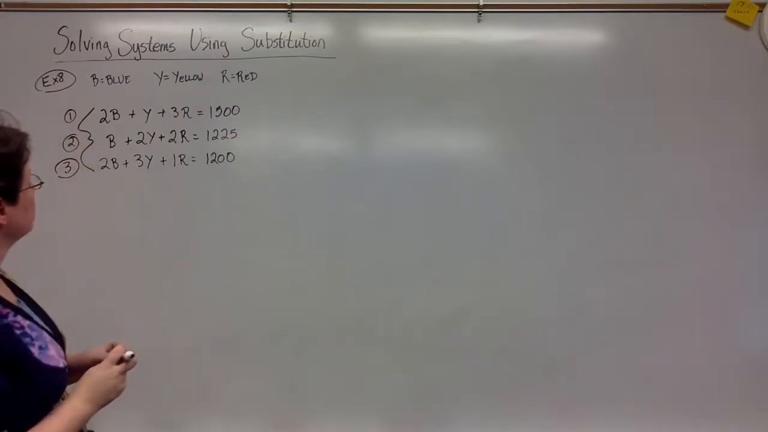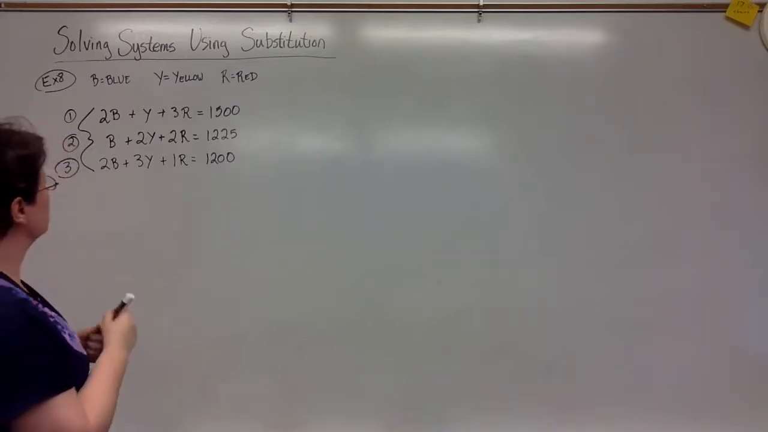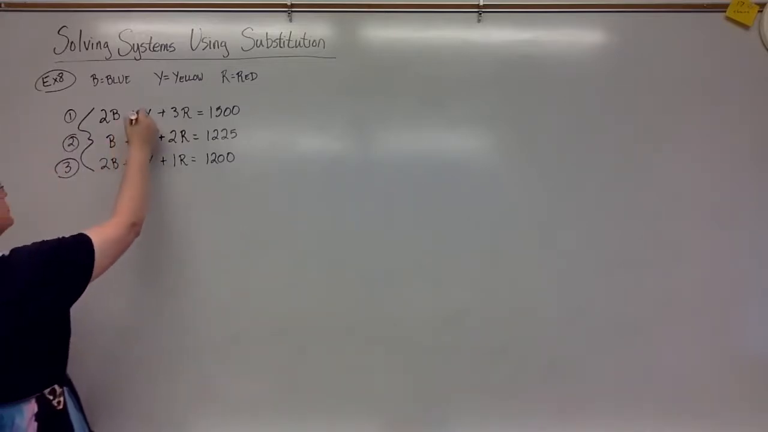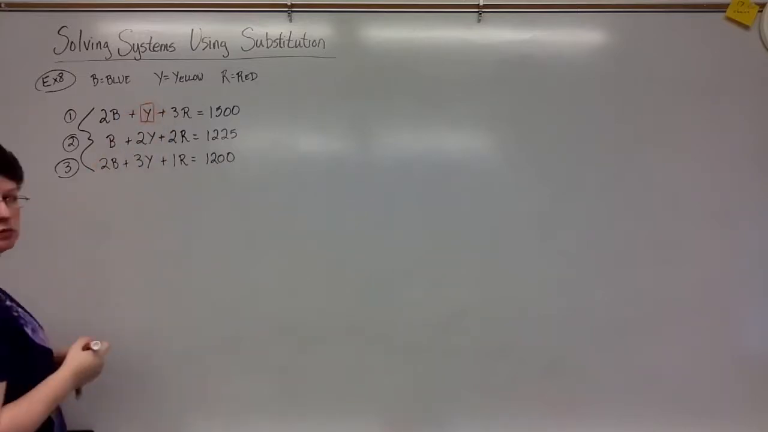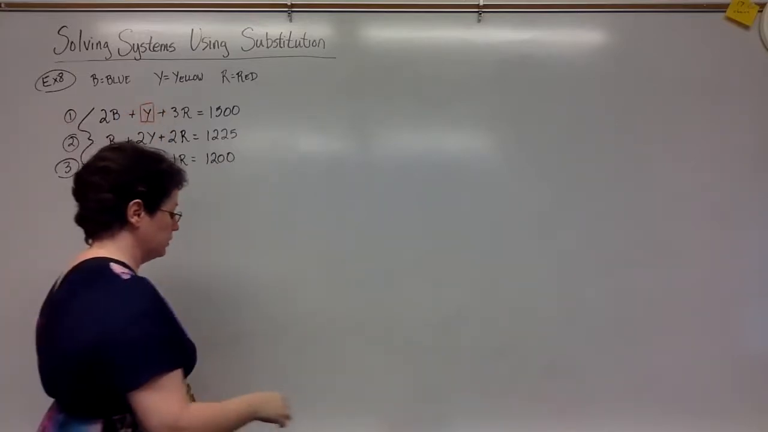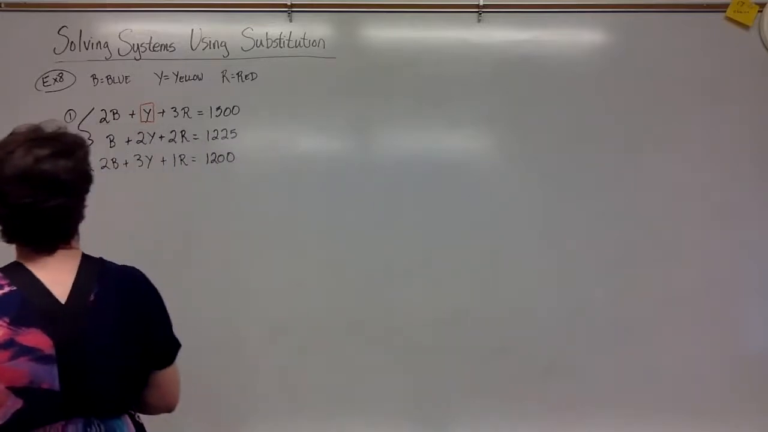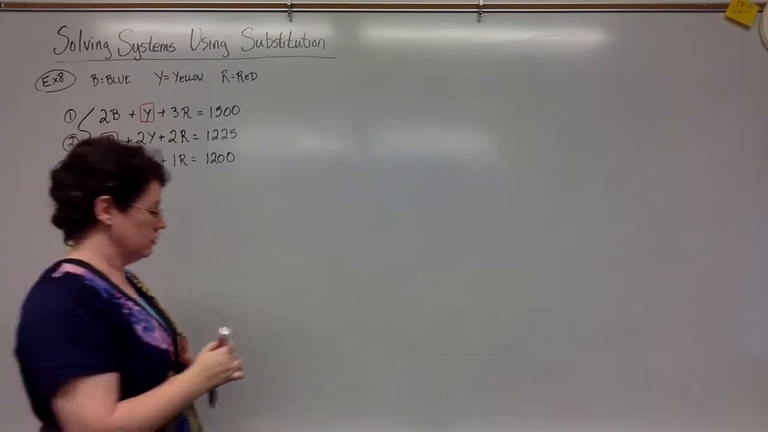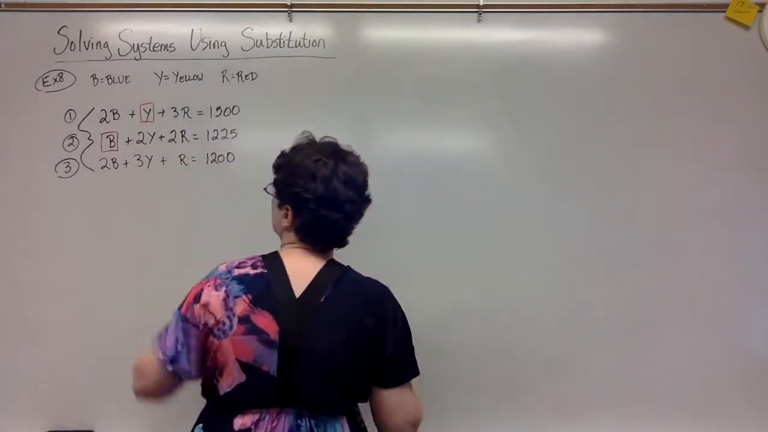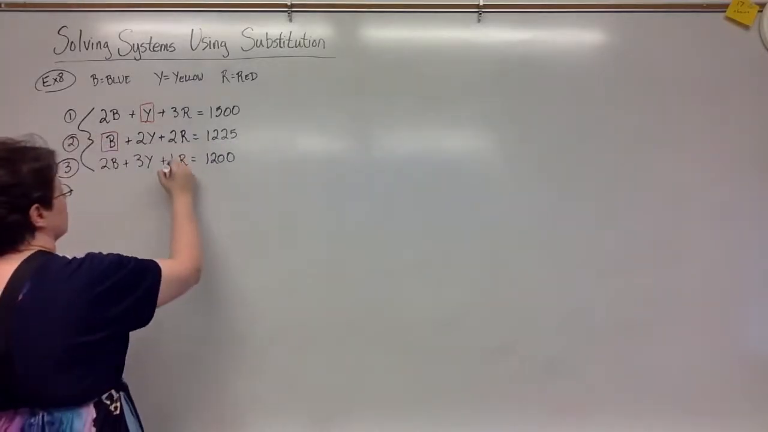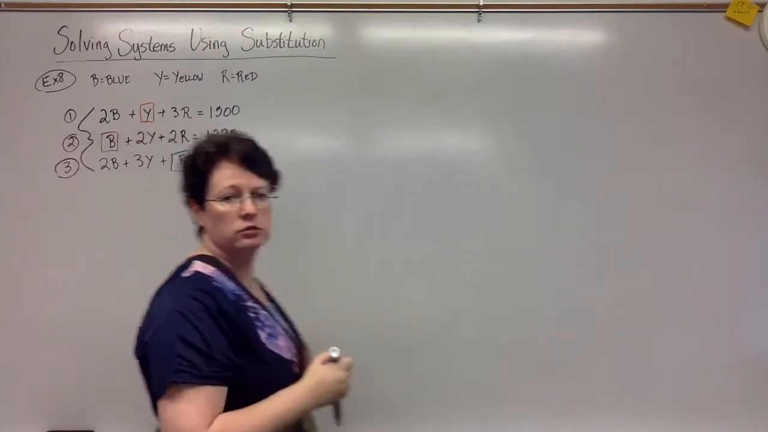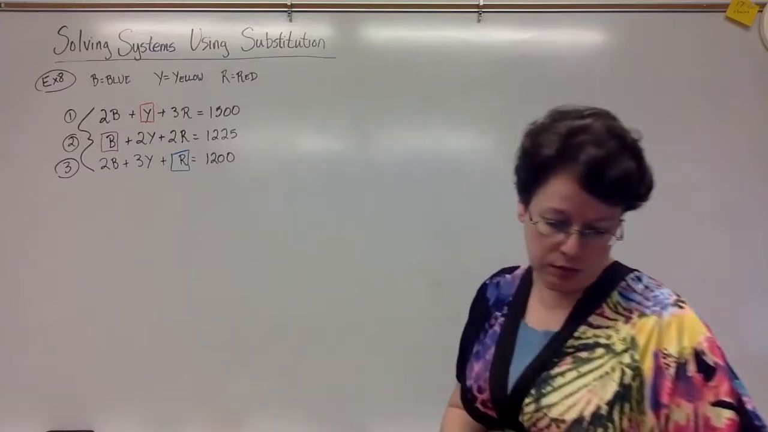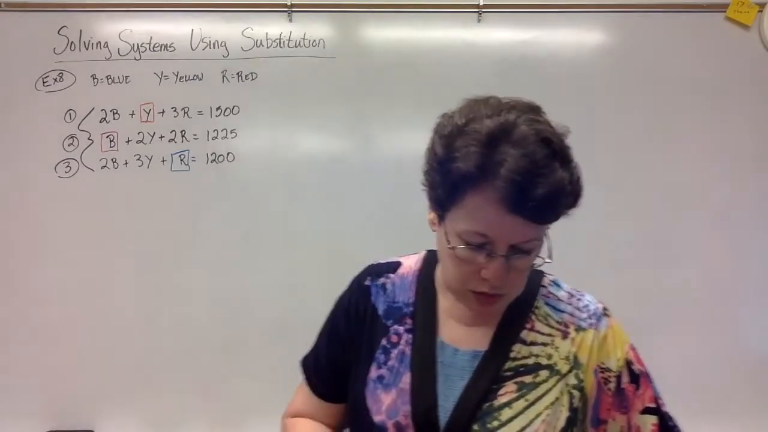All right? So if I look at equation 1, I could solve that for y. Right? We could do y on that one. Equation 2, yep, the b doesn't have a coefficient. In equation 3, we would pick the r. All right? So it depends on which one you want to start with. What do you want to start with?